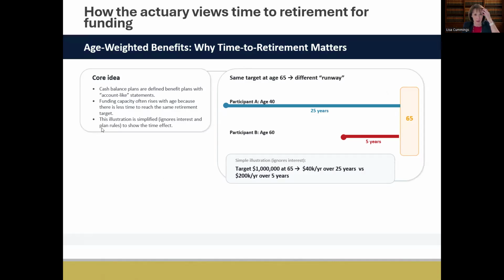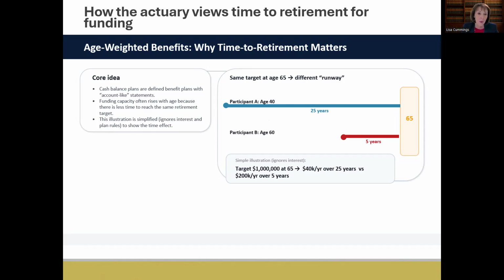So here is another snapshot of looking why age-weighted benefits matters, or stated differently, why time to retirement matters. Here you can see that we have a participant who's age 40. They have 25 years to reach age 65. So the company funding on behalf of this participant A, who's only age 40, doesn't have to set aside as much or contribute as much to the cash balance plan for that younger participant in order to fully fund the benefit at that participant's retirement age.